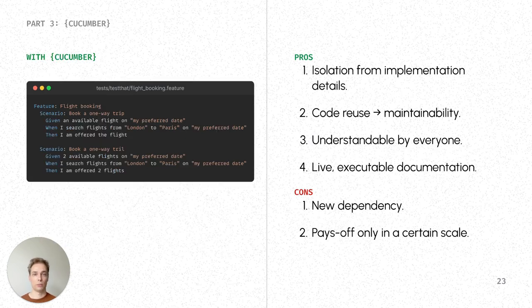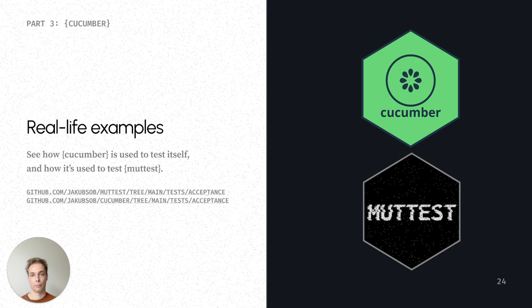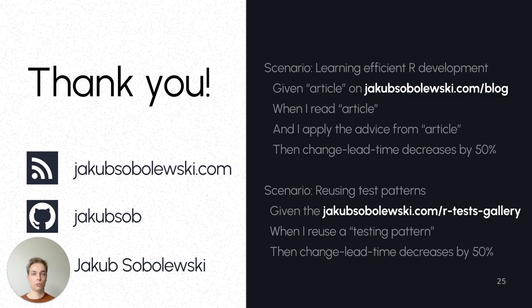With Cucumber, tests are written in plain language, so they can be understood by anyone. It is also great for separation of concerns, and in the end, we might end up with a more robust test suite. Still not convinced? Check out cucumber and muttest on GitHub to see how Cucumber is used in real life for testing R packages.